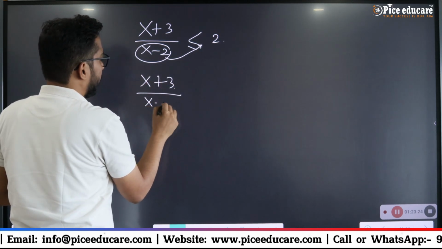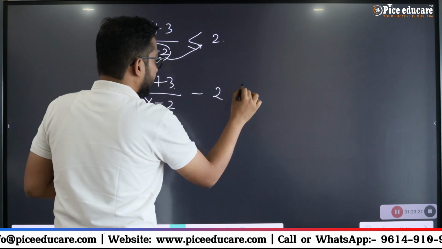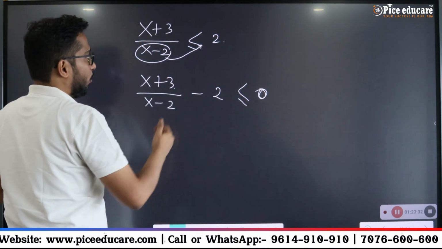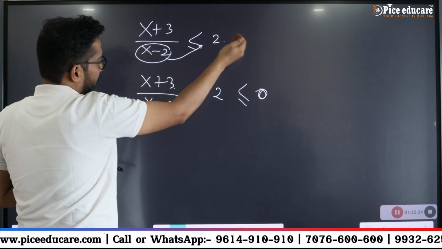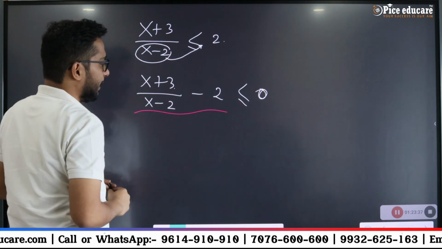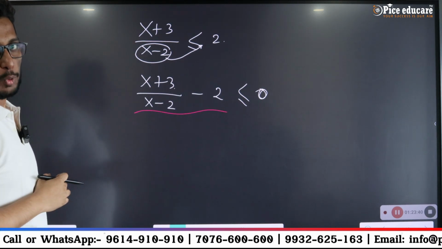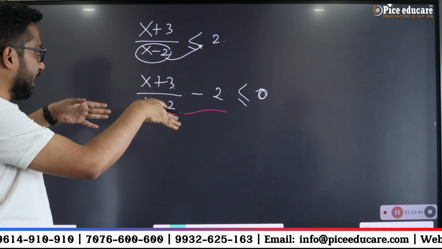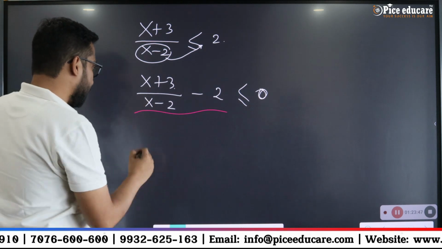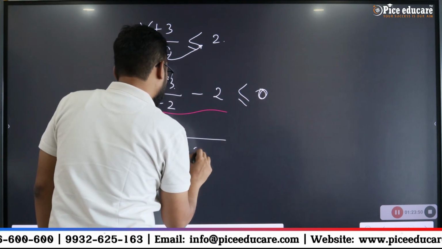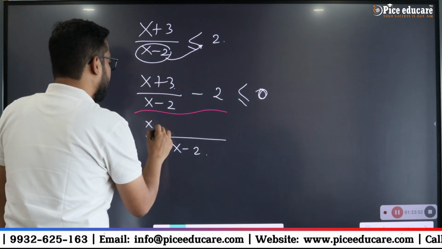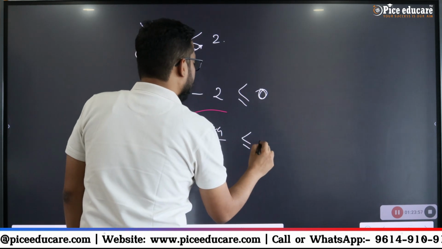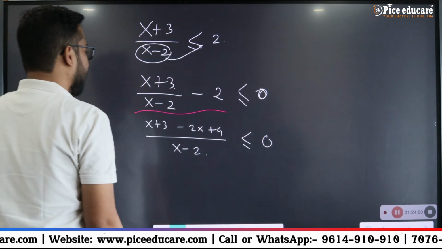This is the safer option, because subtraction is a simple process, right? So to take 2 from the right hand side to the left hand side, there is no case. It can be done every time, without any partitioning into different scenarios and cases. So after this you can take LCM. You can go for x plus 3 here, then minus 2x plus 4 here, and you have less than equal to 0.